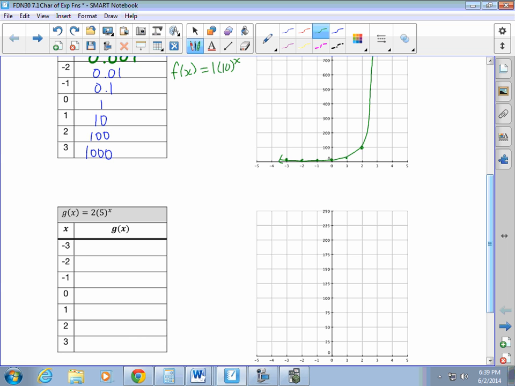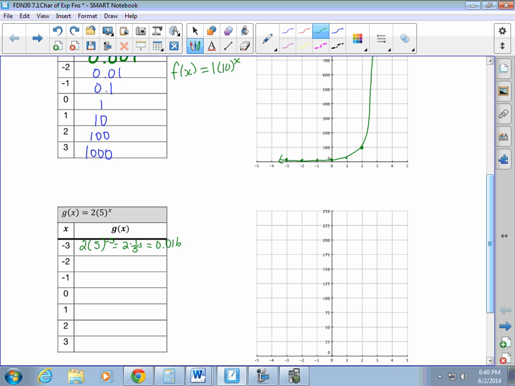So for this one, when we do negative 3, you have to remember when you're doing this, it's 2 times 5 to the power of negative 3. So that negative 3 exponent applies only to the 5. So that's the same as saying 2 times 1 over 5 cubed. And 5 cubed is 125. So 2 divided by 125 is 0.016.